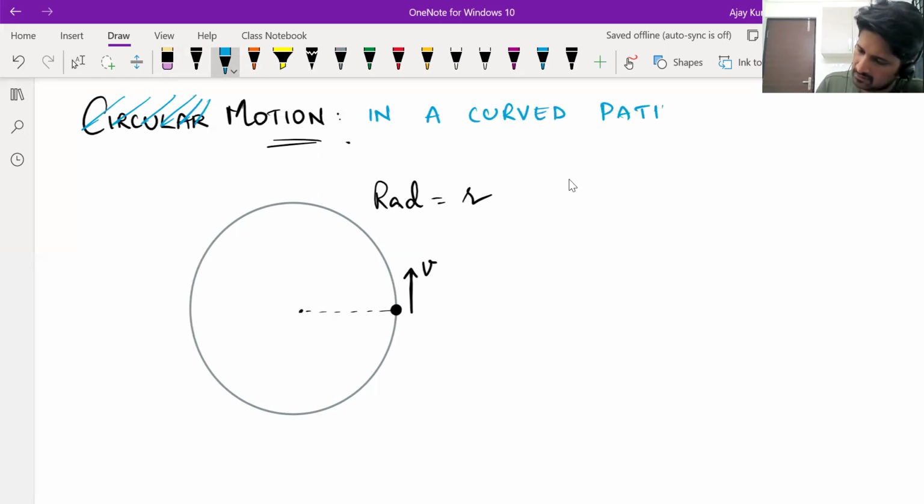Any curved path, fine, requires acceleration because the direction of velocity has to change whether the magnitude changes or not. Direction must change, so acceleration is compulsory. Now you all tell me, we had talked about components of acceleration. Suppose velocity is in this direction and acceleration is in this direction.